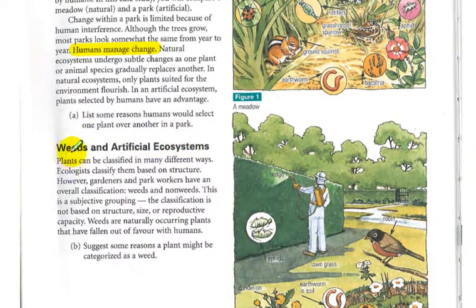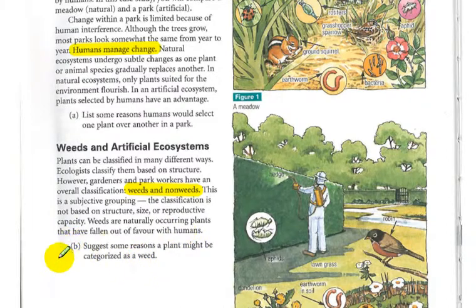Weeds in artificial ecosystems. Plants can be classified in many different ways. Ecologists classify them based on structure. However, gardeners and park workers have an overall classification. They're either weeds or not weeds, which is, of course, a subjective grouping. Different people may classify weeds as flowers and vice versa. This classification is not based on structure, size, or reproductive capacity. Weeds are naturally occurring plants that have fallen out of favor with humans.